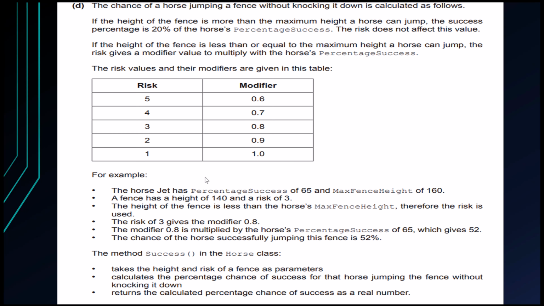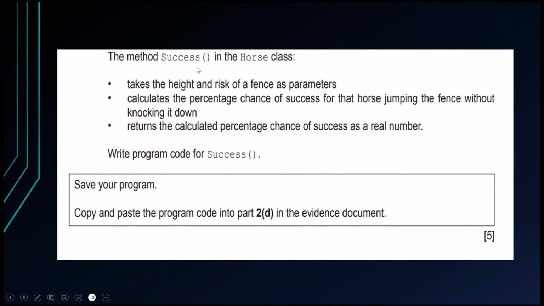The method success in the horse class takes the height and risk of a fence as parameters, calculates the percentage chance of success for that horse jumping the fence without knocking it down, returns a calculated percentage chance of success as a real number. So that tells us that the return data type is going to be a decimal. You do not need to pass a fence object. Height and risk are the attributes of the fence class. We're going to accept those parameters as integers. Now we'll be using those get methods when we call success later on.